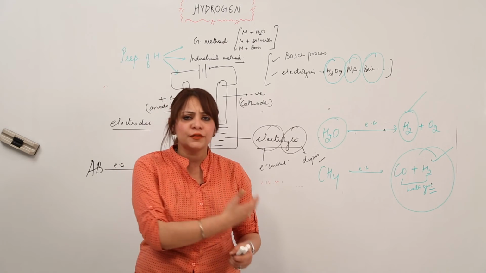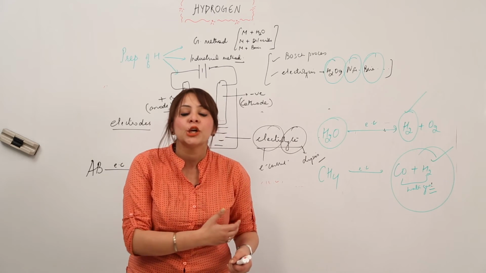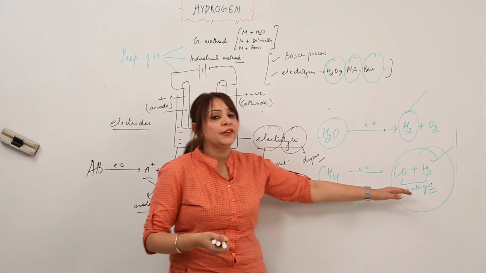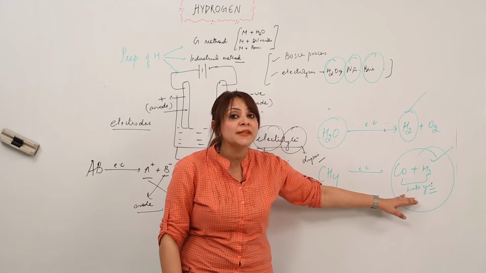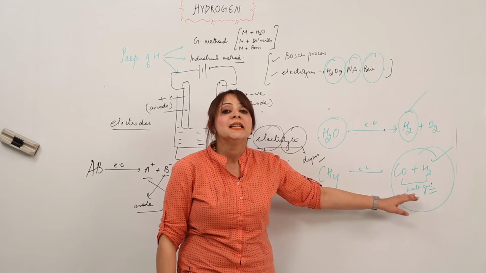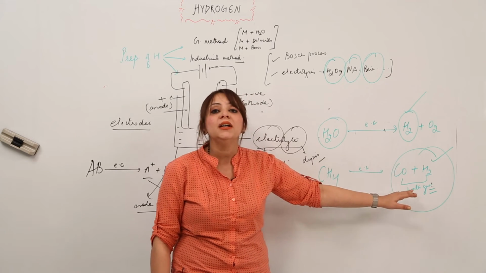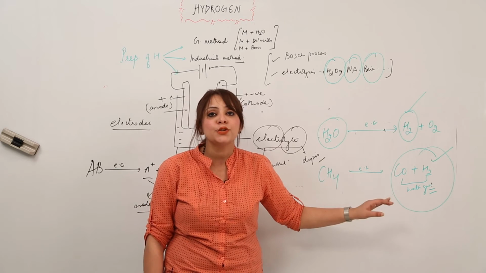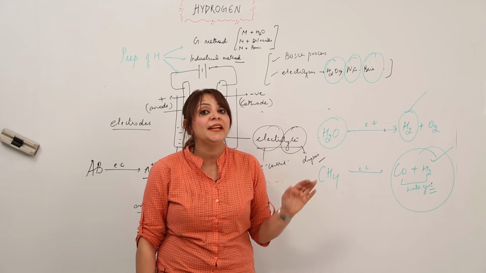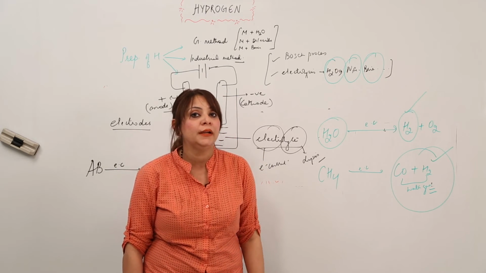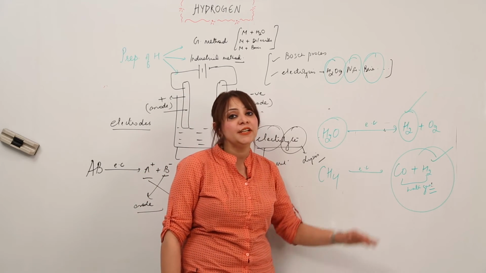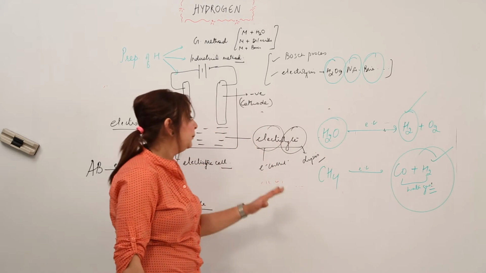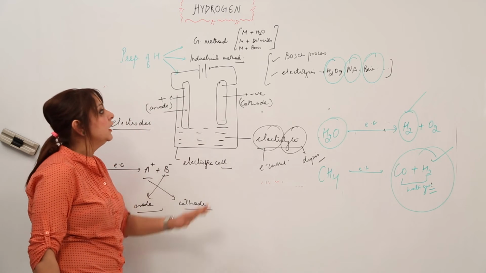You know that now, I've already explained to you in the Bosch process. So that means after the formation of water gas, you just need to follow the second step of the Bosch process, that is passing it through excess steam, which leads to the formation of CO2 and H2. Moreover, you need to remember the catalyst and the catalytic promoter as well, right? So this is how the different methods by which we can prepare hydrogen in the industries.